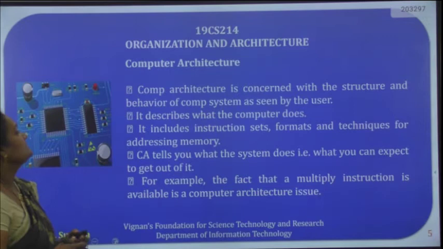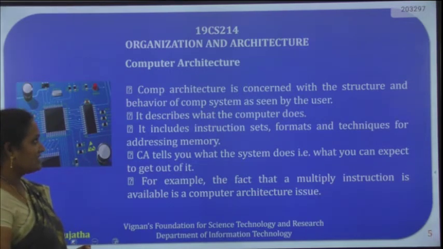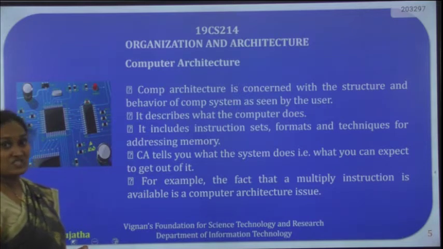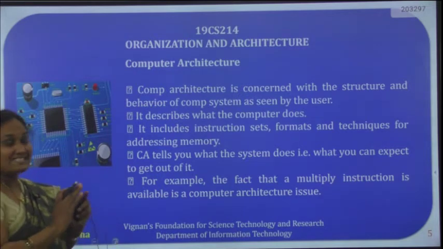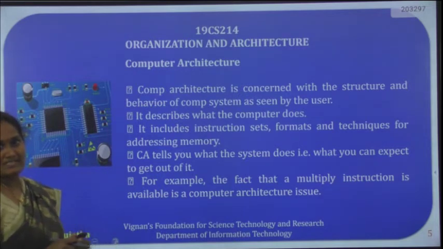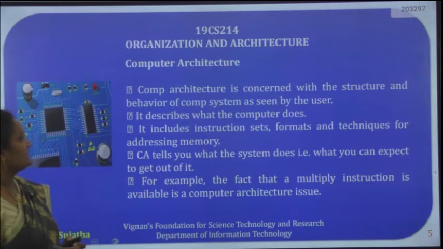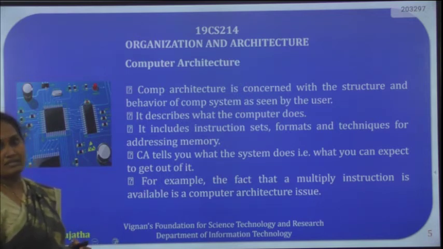Now let us see the difference of both. Computer architecture is concerned with the structure and the behavior of the computer system as seen by the user. It explains the overall structure of the computer system, how it behaves, and what the behavior of that computer system is. It describes what the computer does, what it can do.